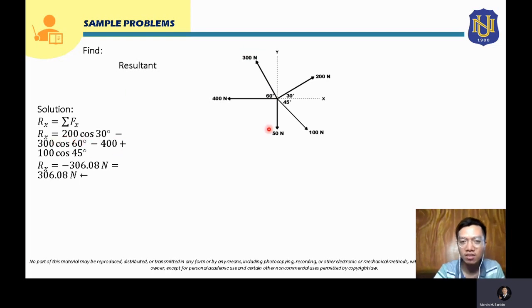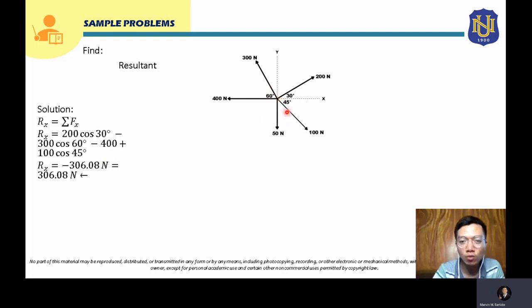Okay, and also the next force is this 400 Newton force. Since this is already horizontal, this is already the horizontal component. So this is 400 Newton. But since this is directed to the left, this will be negative. That's why this is negative 400 here. Now for your 50 Newton force, there's no horizontal component because it is vertical, so you can skip that.